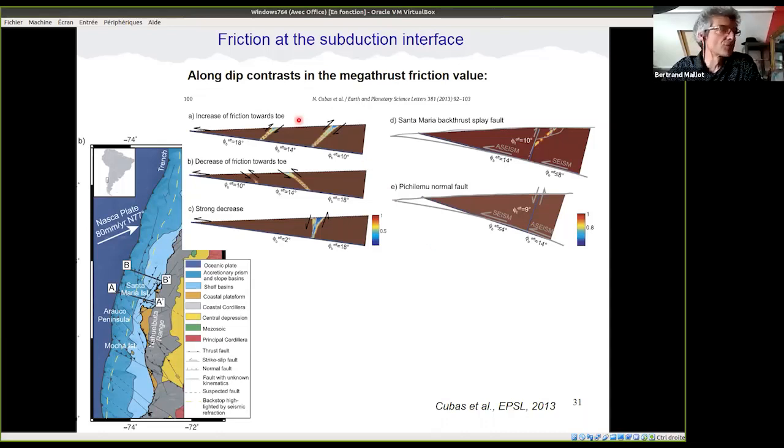I just want to present this one because I thought that there are two very nice results. This time on a completely different setting, which is coming back to a subduction setting. This is a subduction, the South America, Chile coast. There has been a huge earthquake, the Maule earthquake there a few years ago.